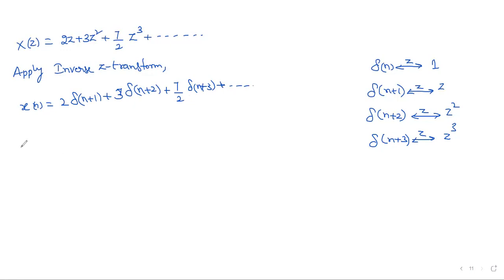Now, what is x of n equal to here? Is there any del of n? There is no del of n. N plus 1 is there.